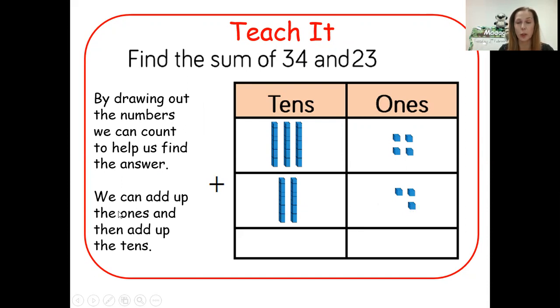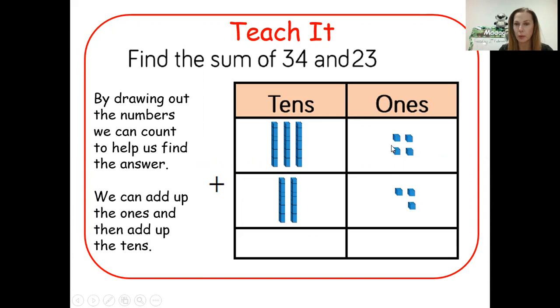Now, this is important. When you are adding up in columns, it's really important that you start with the ones. Because although today we're not going to go above 9 ones, when you get to 10 ones, it then becomes a 10 and you have to move it across. So you have to know whether you're going to be able to do that before you add up the tens. Okay, so we're going to practice starting with the ones today.